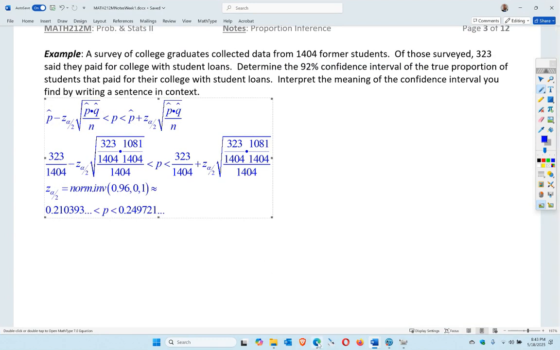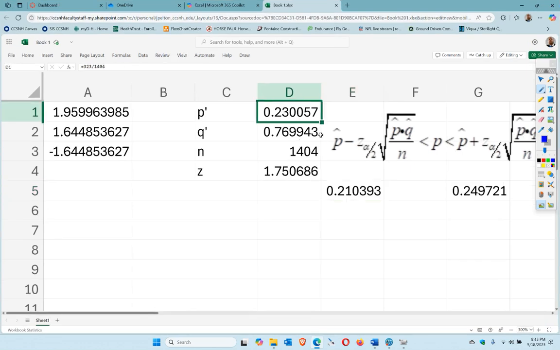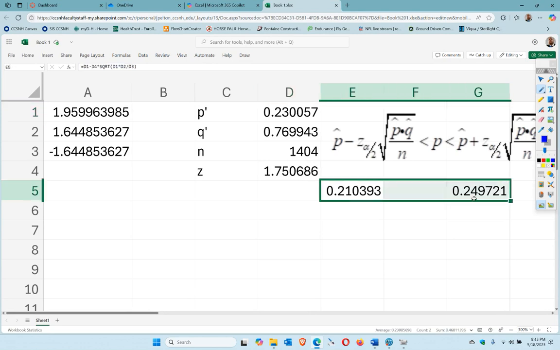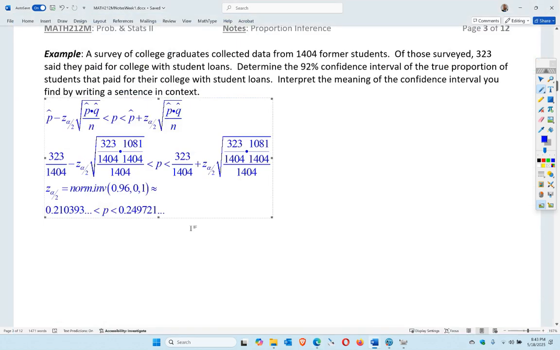So if we looked at that in the spreadsheet, that says about 23% of them paid for college with actual student loans. Is that the true population proportion? We have no idea. It might be. It might be more, it might be less. So we think it's within this range here, basically, based on the confidence interval. So the true population proportion is within this range, basically.